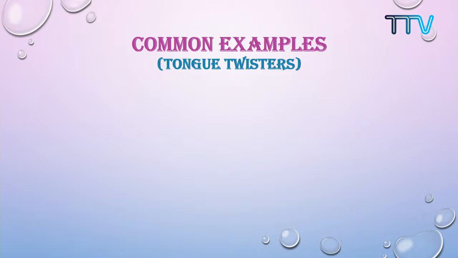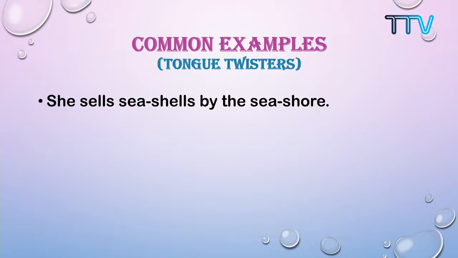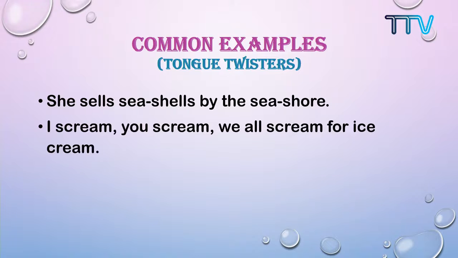Common examples. In tongue twisters, what do you see here? Alliteration, right? This is a very common tongue twister we all know since our childhood. She sells seashells by the seashore. Sells, see, same sound, right? She, shell, see, shore. So, you will see alliterations used here, and this is a very famous tongue twister. She sells seashells by the seashore.